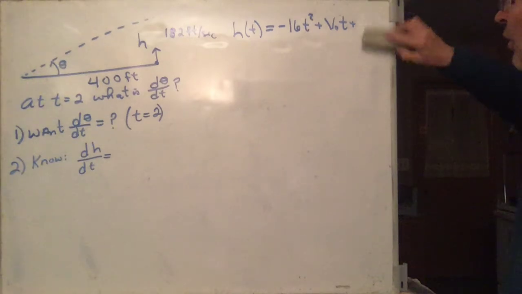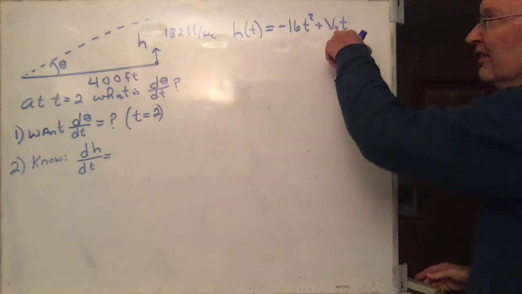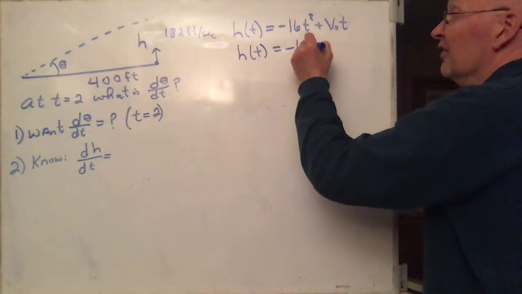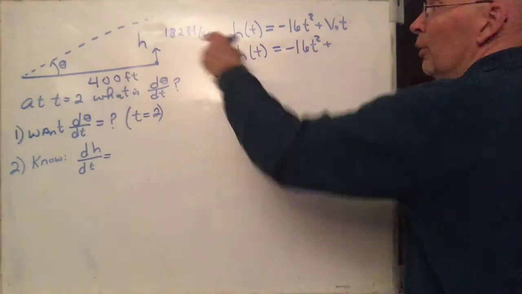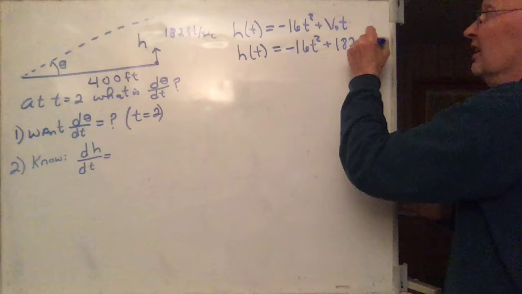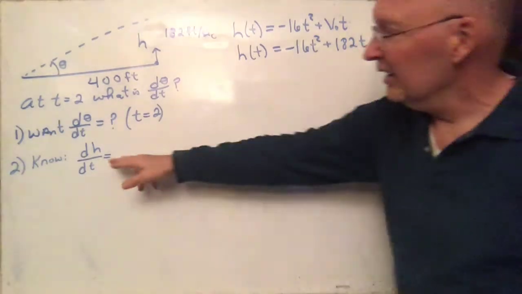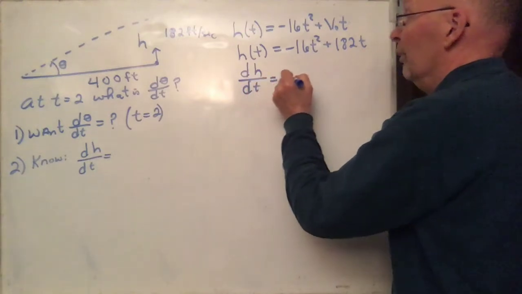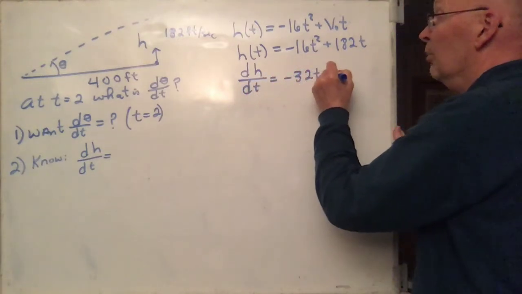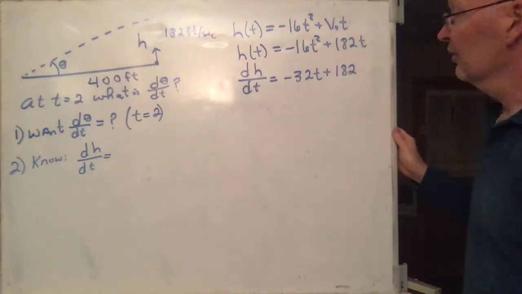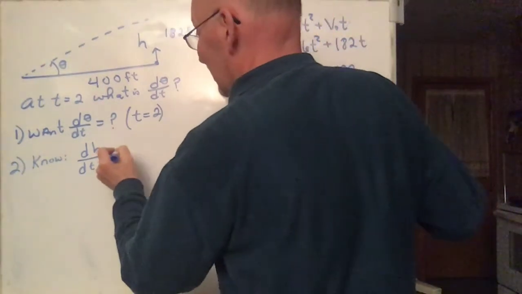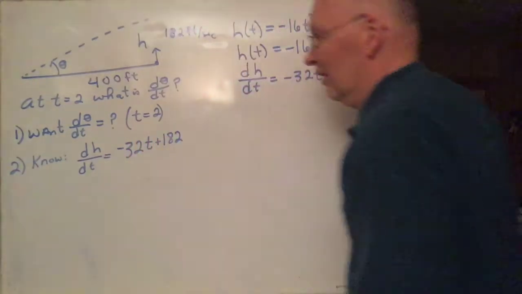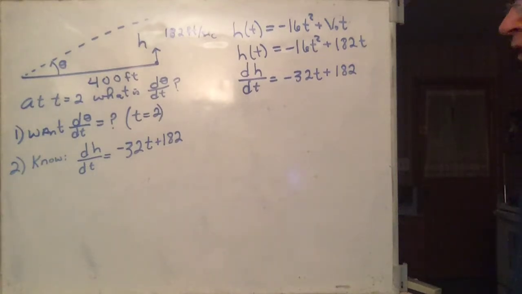So our initial height is 0, and our initial velocity is 182. So for our case, h of t is equal to -16t squared plus 182t. So there's the height, and we need dh/dt. So dh/dt is going to be what? -32t plus 182. So there's our dh/dt. Okay? So that's what we know.